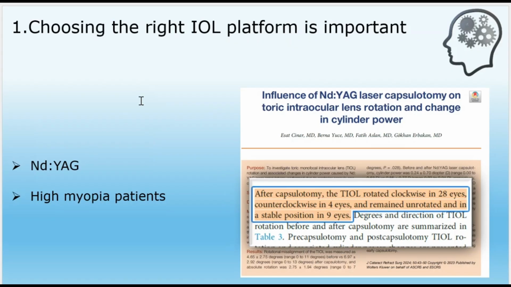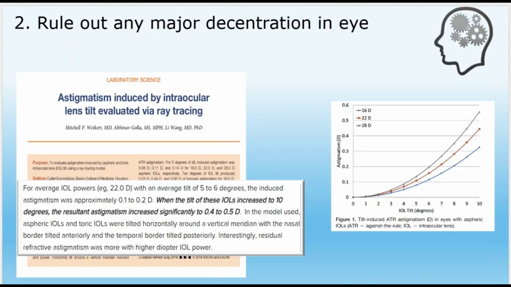A few points here before I close this talk is that choosing the right IOL platform is important. Why? Because recent research has suggested that Nd:YAG capsulotomy can actually rotate the toric IOL. So there's no point in putting a toric IOL and within a year you have a lot of PCO. You do an YAG and the lens rotates, right? And also choose an IOL that has a proven track record in high myopia patients, right? Some studies indicate that this platform actually works in high myopia patients.